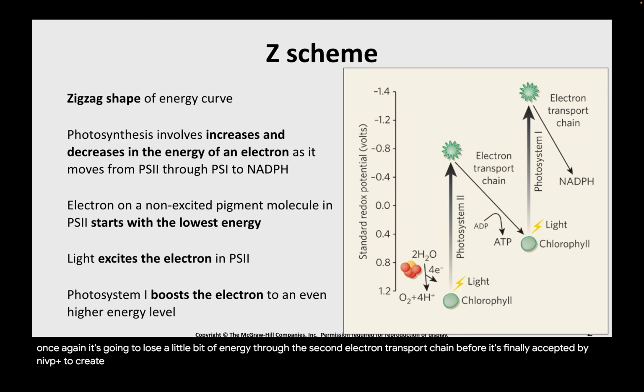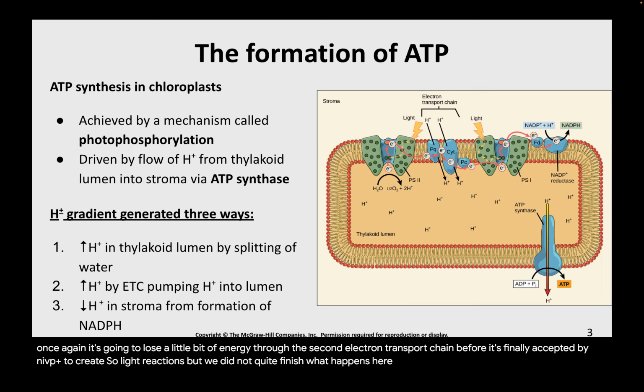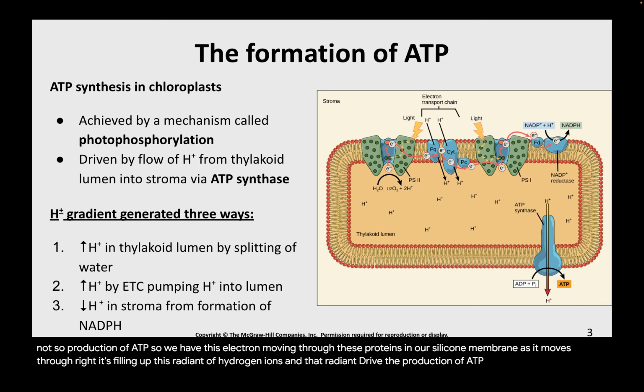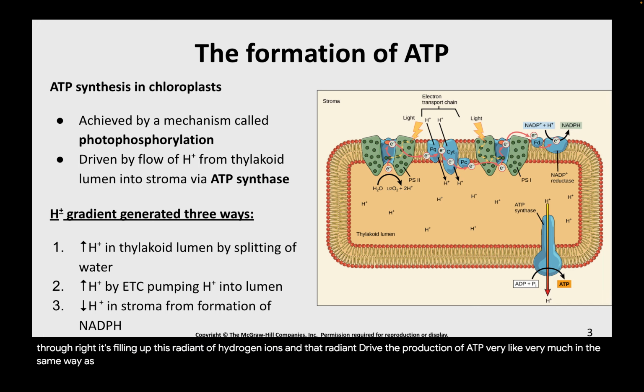All right, so light reactions produces NADPH, but we did not quite finish what happens here, right? There's still one more thing that happens, and that's the production of ATP. So we have this electron moving through these proteins in our thylakoid membrane. As it moves through, right, it's building up this gradient of hydrogen ions, and that gradient drives the production of ATP very much in the same way as it does in the electron transport chain in cellular respiration, right?